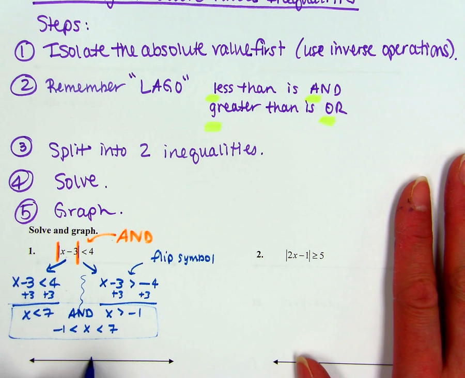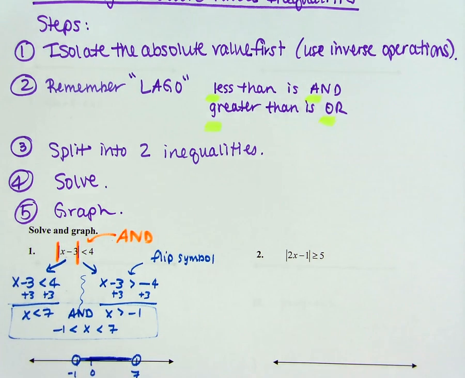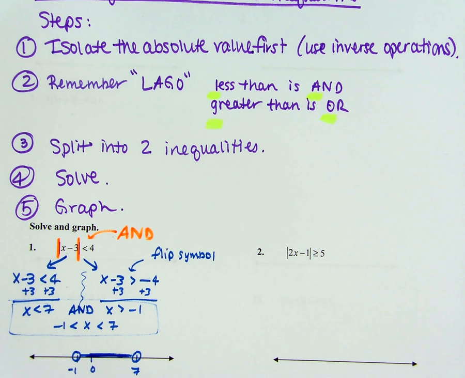Then we're going to find on our number line where's negative 1, where's positive 7, decide if it's open or closed circles, and then if it's and, you're going to shade in between. And these are open circles because it's just less than and just greater than, not equal to.